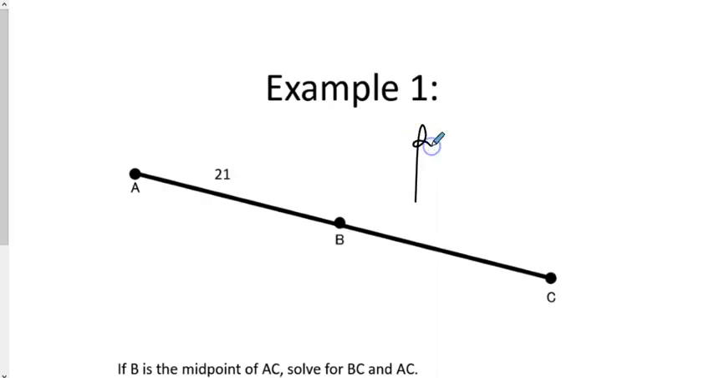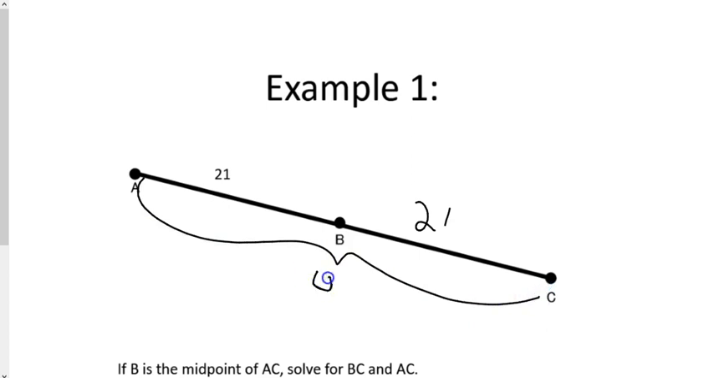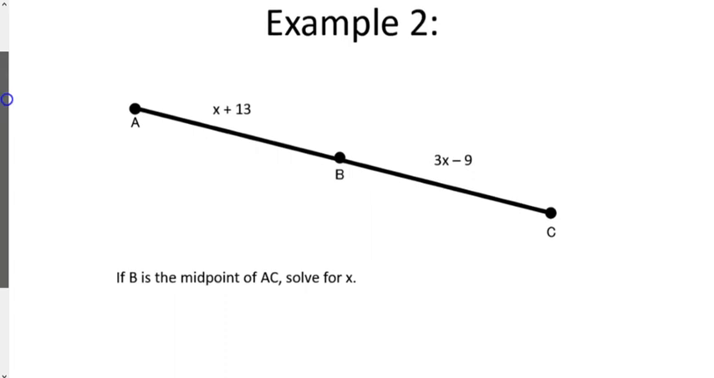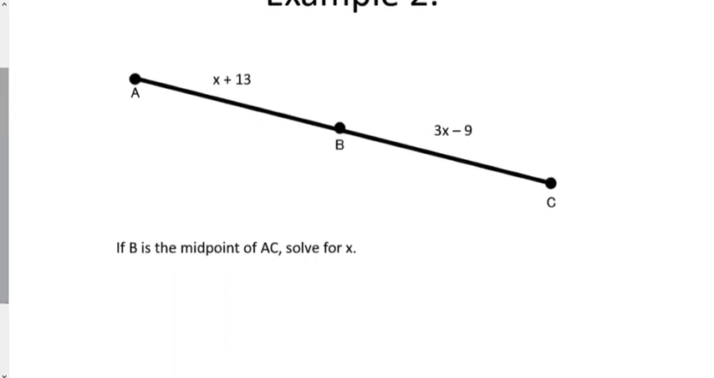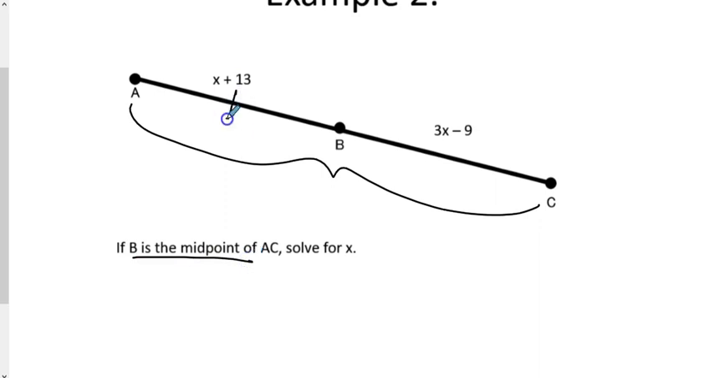That means this is a goofy line. This is 21, and this is 21 times 2, 42. Notice it said solve for BC and AC. Okay, well, how do we do this? We don't know how much this is. We're not given a measurement. We're not given an expression. What do we do? Well, it tells me B is the midpoint. That means this piece equals this piece. So you literally just say that equals that.